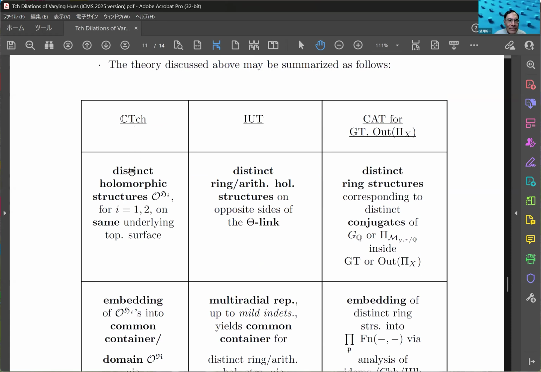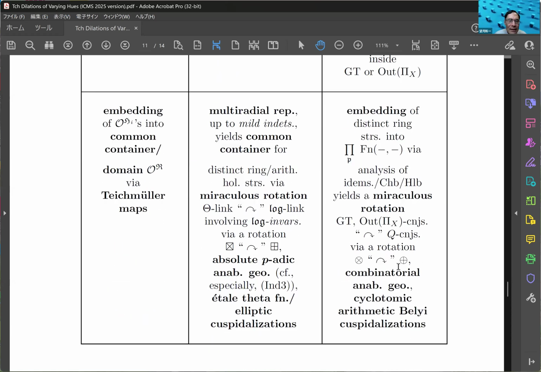so in the case of complex Teichmüller theory, one starts with distinct holomorphic structures on the same underlying topological surface. So this corresponds in IUT to distinct ring structures on the input side of the nth power map and the output side of the nth power map. And so in the case of CAT, one is considering the ring structures associated to distinct conjugates of G_Q or the étale fundamental group of the moduli stack inside GT or Out pi X. And then the point of the theory is to, in the complex case, embed these distinct holomorphic structures into a common container, which is a domain.